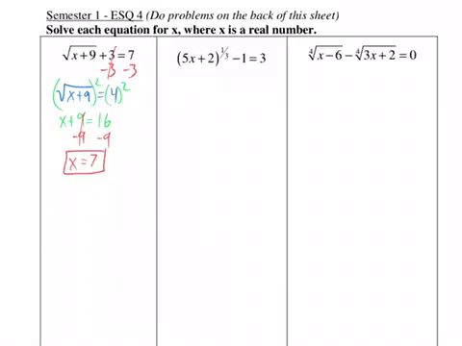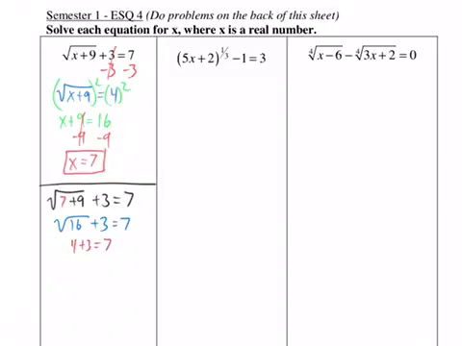Now, with radicals, you want to check your work because you can have these extraneous solutions popping up. So to check our work, I'm going to take the original equation, the square root of x plus 9, plus 3 equals 7, and put 7 in there because 7 is what we got as an answer. So that leaves us the square root of 16 plus 3 equals 7. The square root of 16 is 4, so 4 plus 3, does that equal 7? Well, yes, it does. We are good. We checked it. It is not extraneous, so the answer to the first one is 7.